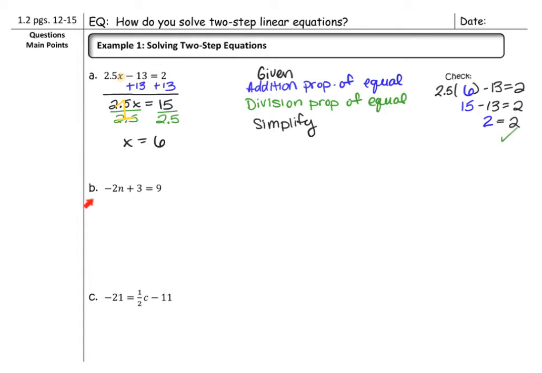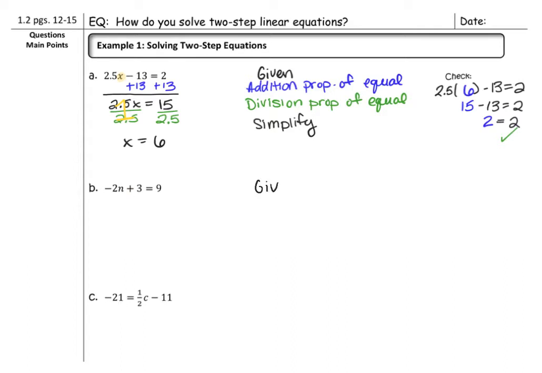So looking at letter B, how is this problem different than the last problem? Two major things I notice that are different is the number in front of the variable is now negative, and another one is now we have an addition equation because it says plus 3, whereas the first equation had a minus 3. So we're going to solve this one a little bit differently.